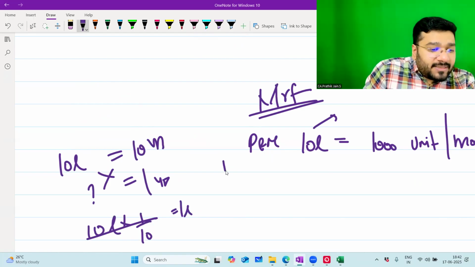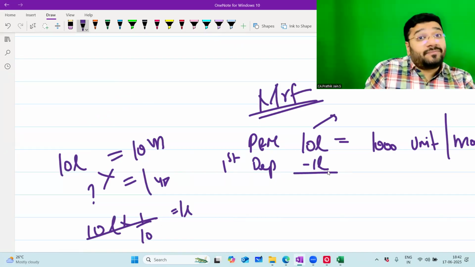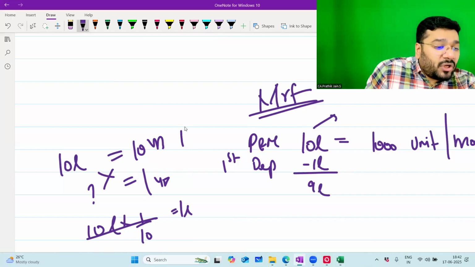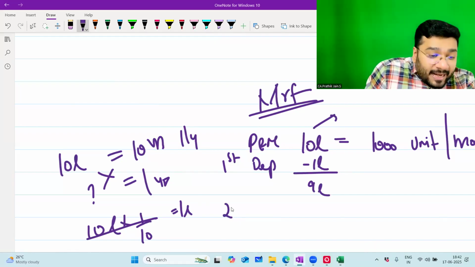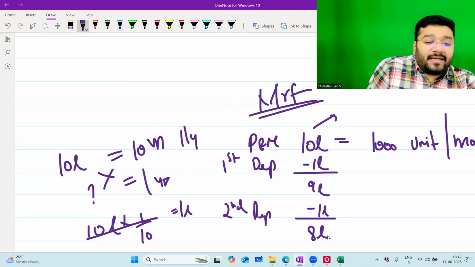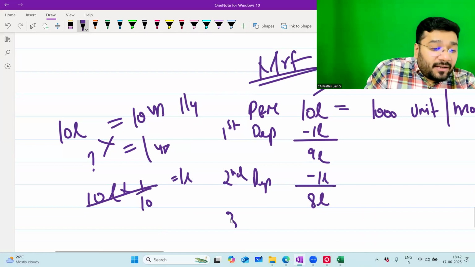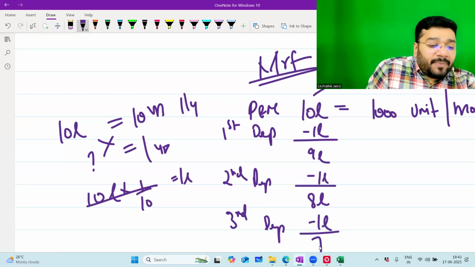So first year depreciation is how much? 1 lakh. What is the value of the asset at the end of the year? 9 lakh. Imagine I purchase this on 1/4. At the end of the 1 year, it is 9 lakh. Second year depreciation, how much? Same 1 lakh. So how much is the value of the asset? 8 lakh. Third year, again I use the machinery. Depreciation 1 lakh and then became 7 lakh.